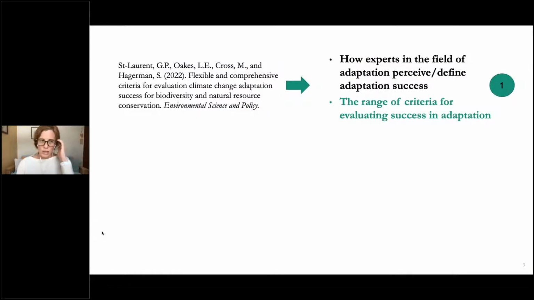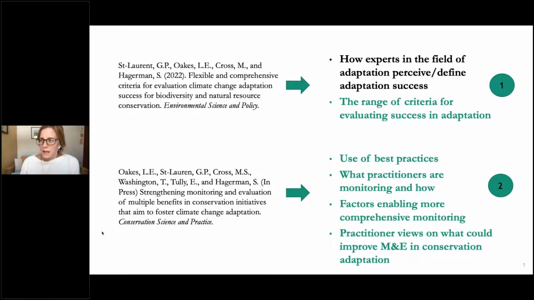So what I'll be presenting on today is in two parts, and I'll just put up these two papers here if you're interested in the studies or reading more. The first I'll be talking about in green, the range of criteria for evaluating success in adaptation. First, we're really interested to learn from experts in the field. What do we think of as success in adaptation, and how could we put that into a framework that could be used in practice? And second, a publication that should be out later this month looks at the use of best practices, what practitioners are monitoring and how, what might enable more comprehensive monitoring, and also what could improve monitoring and evaluation in conservation and adaptation in general.